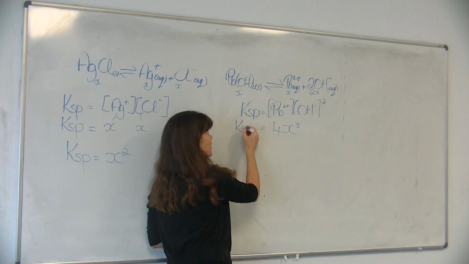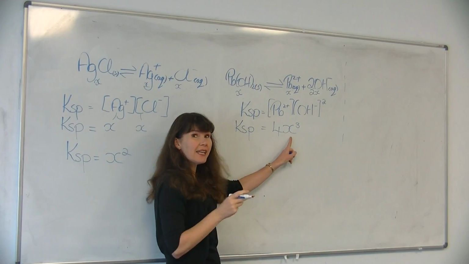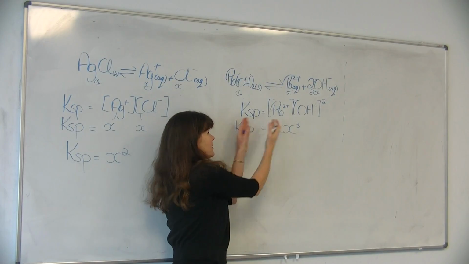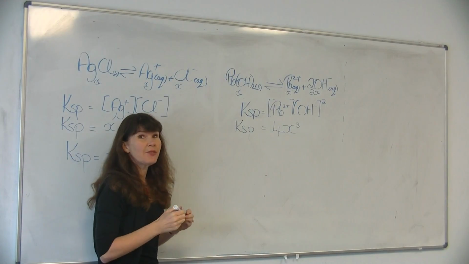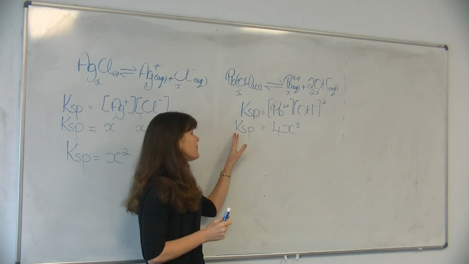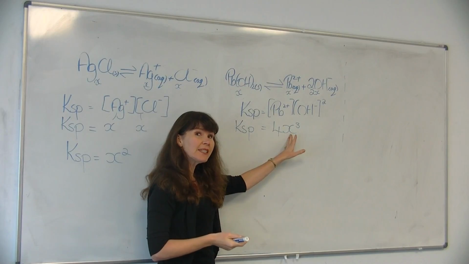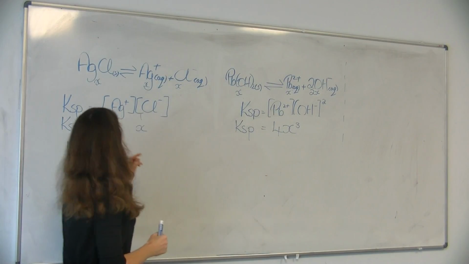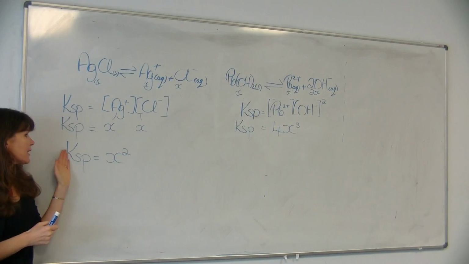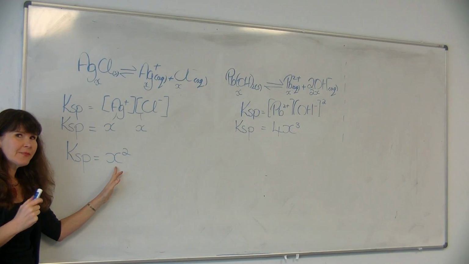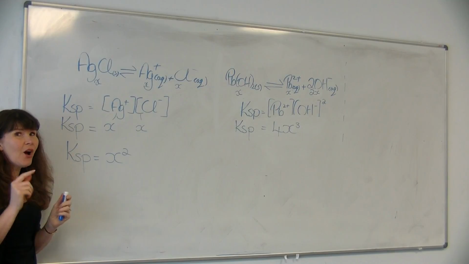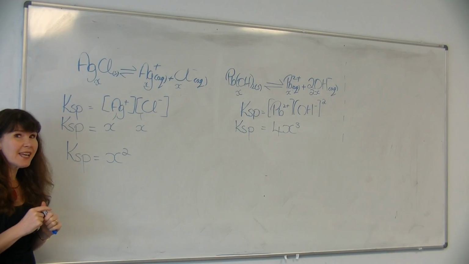When they give you the solubility, it is still X. This is all you have to do to get the KSP. Vice versa, if you get given the KSP and you're asked to find the solubility, just undo it. And over here, if you get given the KSP and asked to find the solubility, undo it. So there is going to be a question on this in the test on Wednesday.